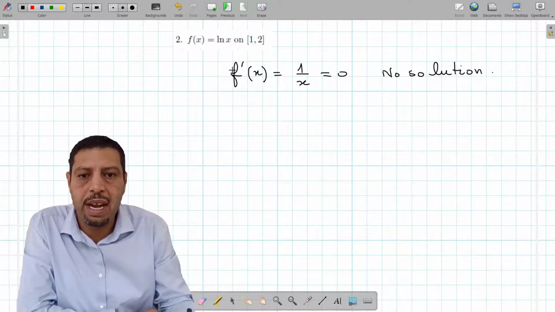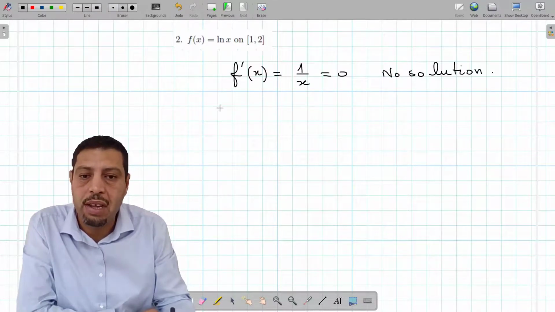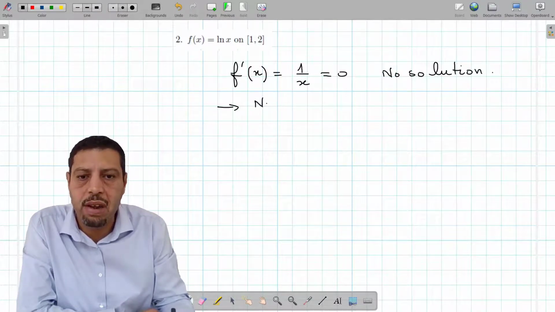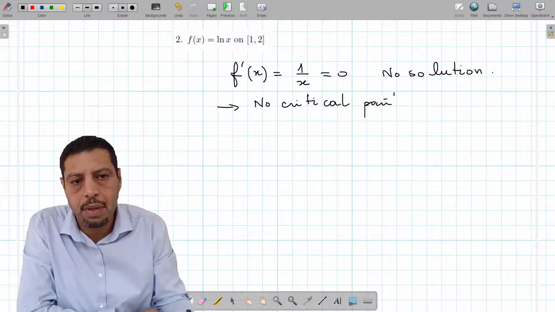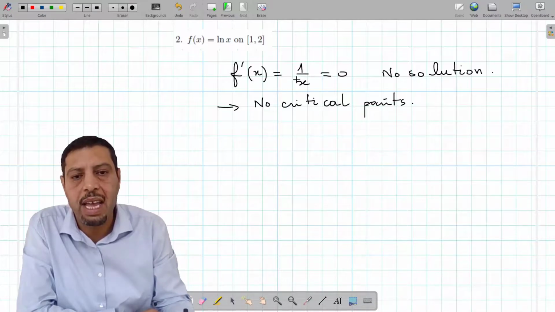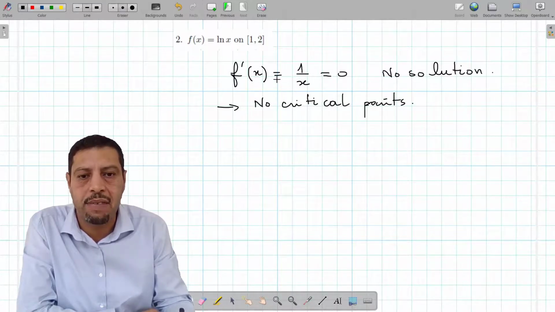Now, is there a point where f is defined, meaning on [1, 2], and f prime is not defined? No, the function 1 over x is defined on the interval [1, 2]. So the conclusion is that there is no critical point for this function, okay? Because we didn't find any point where f prime of x equals 0 or where f of x is defined and f prime of x is not defined. Therefore, there are no critical points.